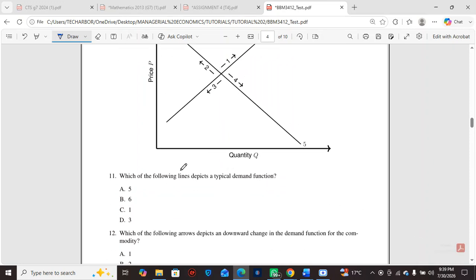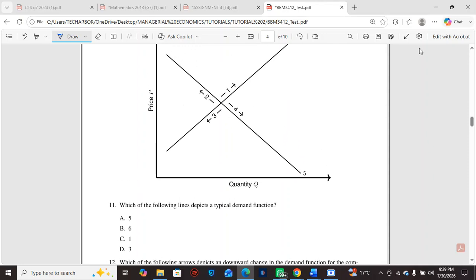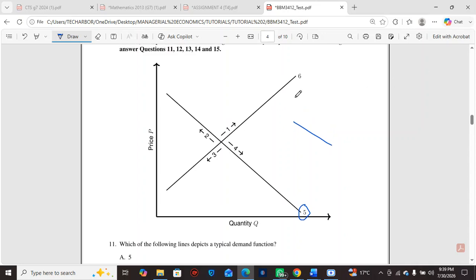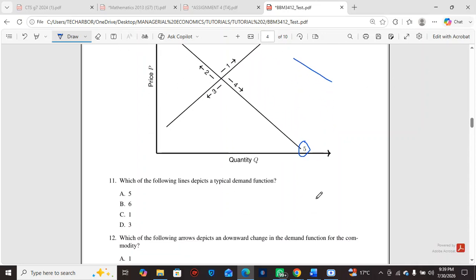Which of the following lines depicts a typical demand function? It is this line here, line 5. Remember, a demand function is downward sloping due to the law of demand. So the demand function here is line 5. Any questions? So 11 is A.